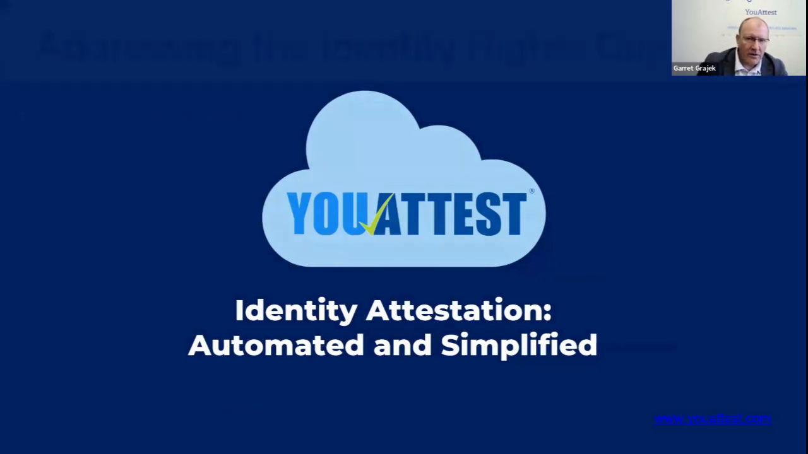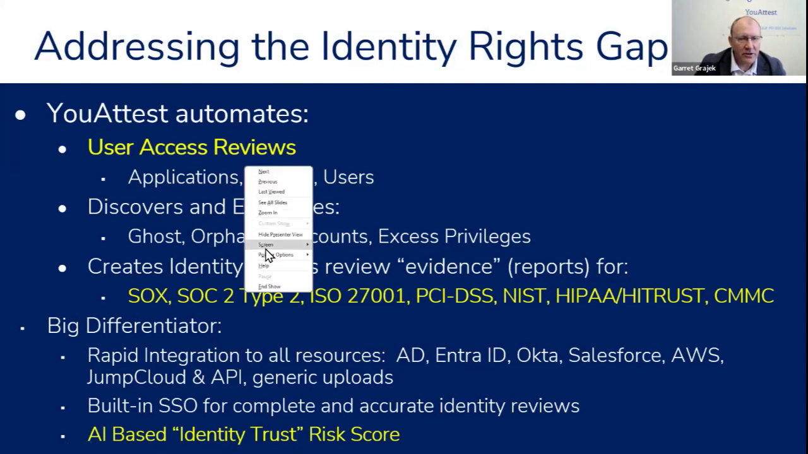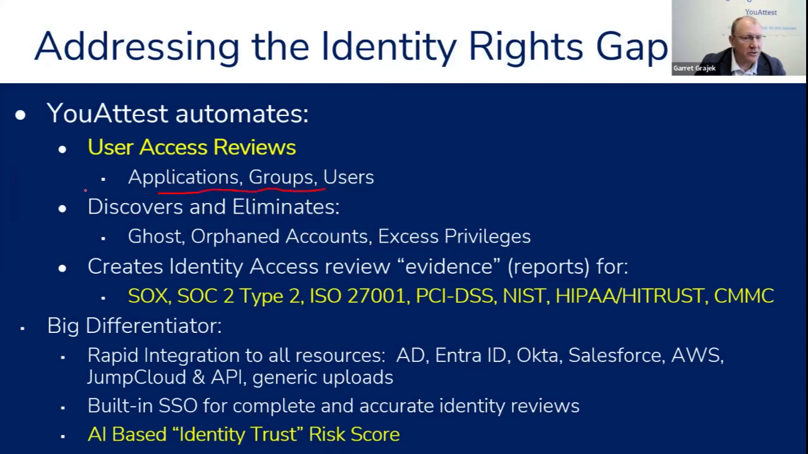Okay. For those who aren't aware of what YouAttest does, we perfected and automated user access reviews. User access reviews, reviewing what? Reviewing identity, application, group, users. The customers who are in the security department love us because we do what we're supposed to do. The access review runs and it identifies and helps you remove the ghost and orphan accounts and removes excess privileges. Principle of least privilege.